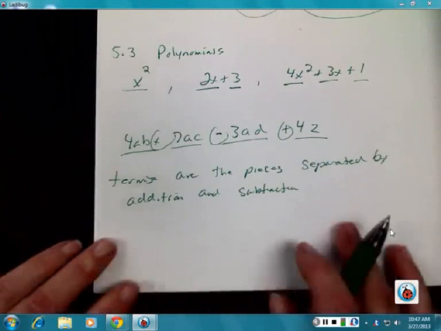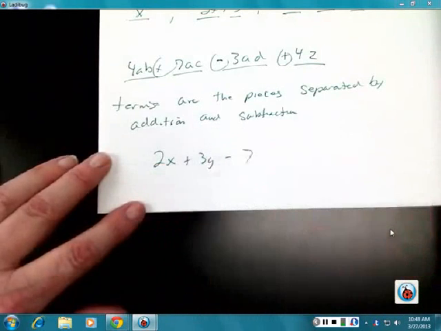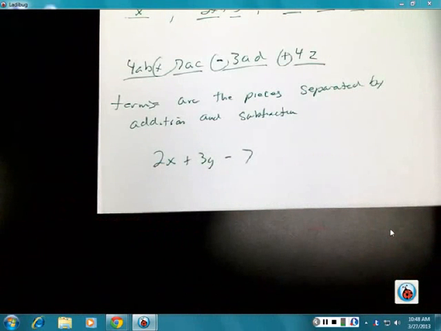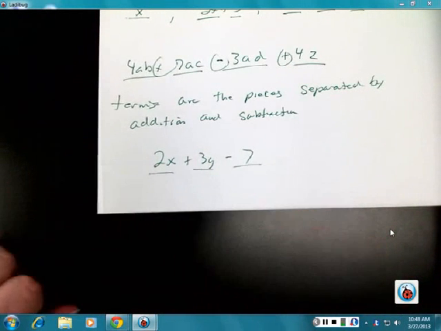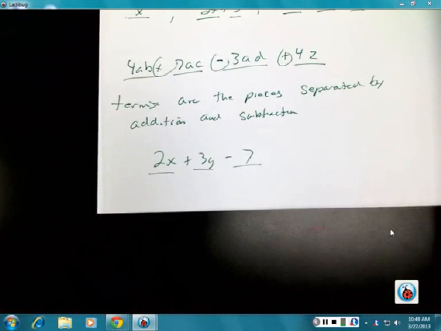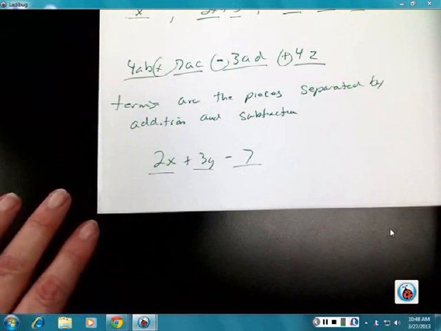So, if you had 2x plus 3y minus 7, what are the terms of that polynomial? The first term would be 2x, and a negative 7. Yes, those are my terms. Those are the pieces of this whole thing. So the pieces in there are created by the terms that you have.